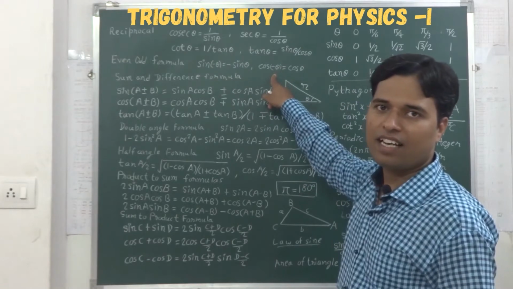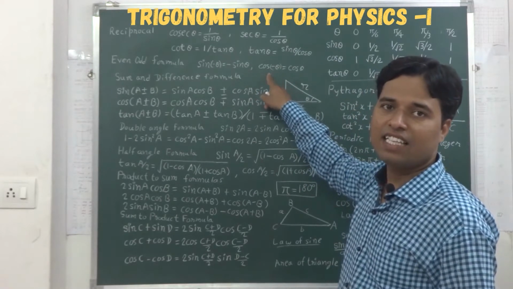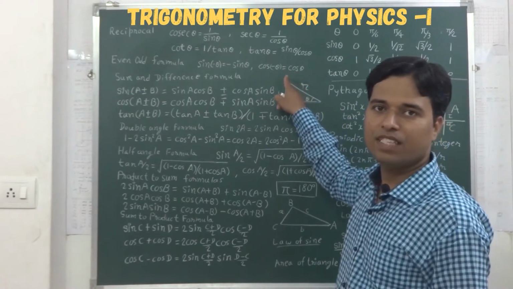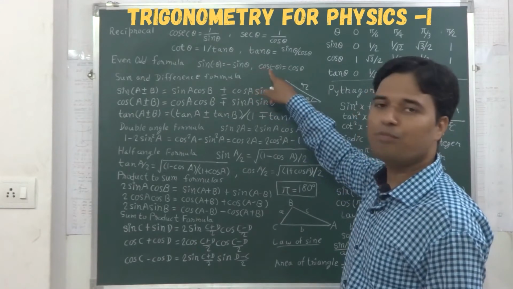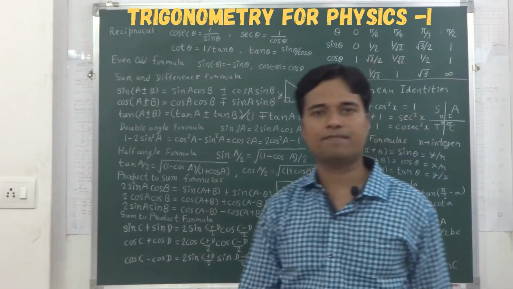For cos theta, if you use the negative angle, the cos function will remain unchanged. That is the beauty of mathematics. You must learn these formulas. Cos minus theta is equal to cos theta.